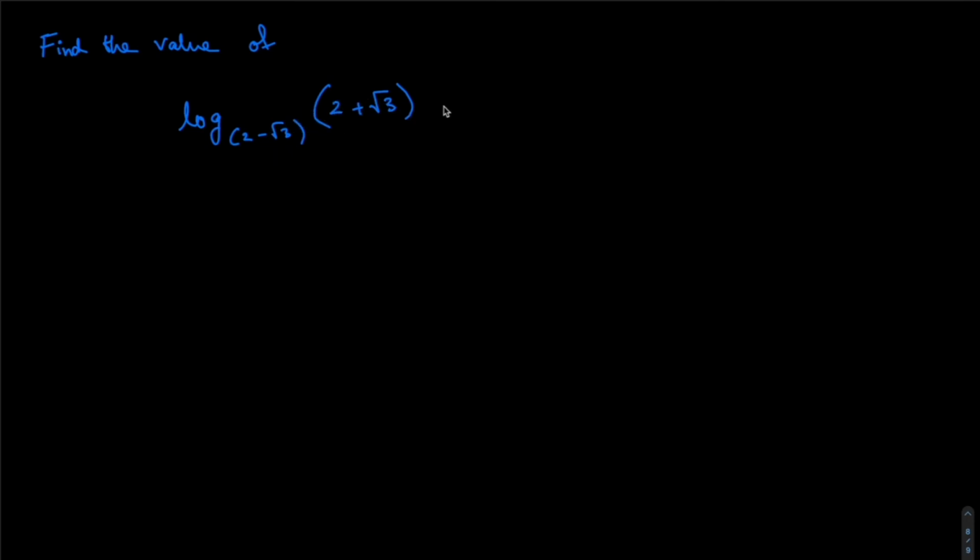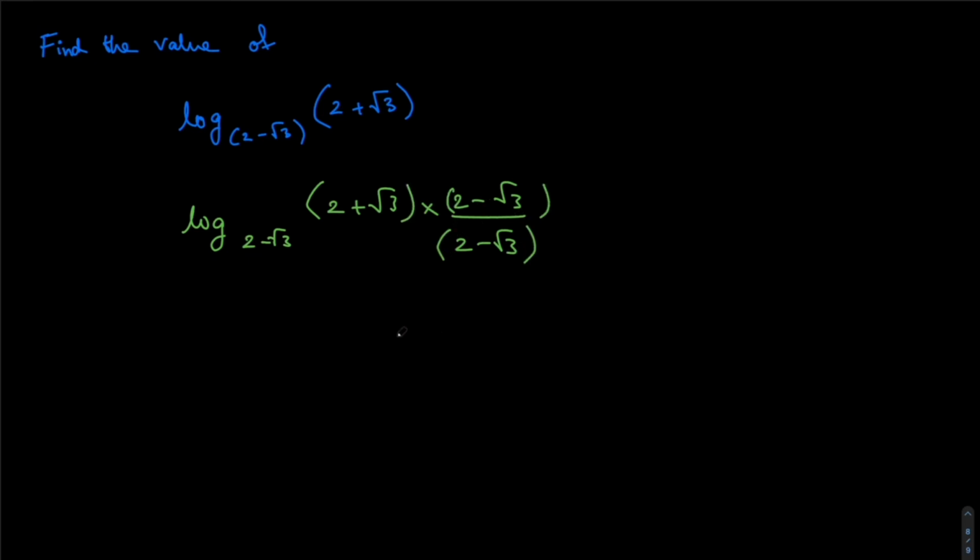So what I'm going to do is multiply 2 plus root 3, and multiply and divide by the base. So I'm going to do log base 2 minus root 3, the 2 plus root 3, and I'm going to do 2 minus root 3 upon 2 minus root 3. Okay, that's what I'm going to do. So it's like this. This is like this. This is like this. All right.